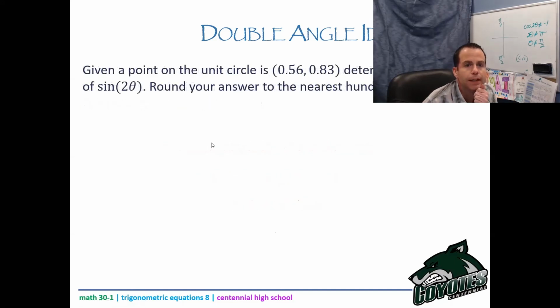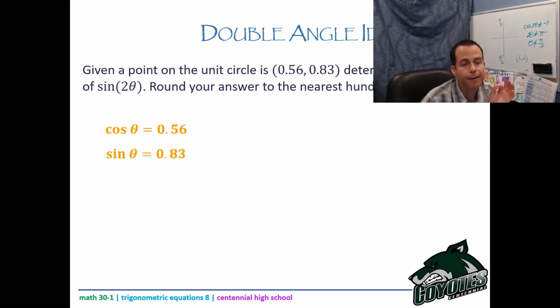Okay, given a point on the unit circle is (0.56, 0.83), determine the value of sine of 2 theta, rounded to the nearest hundredth. Okay, so a few things we have to do here. First, same conversation as on the previous slide. If I know that this is a point on the unit circle, I know the cos of theta is 0.56, and I know the sine of theta is 0.83.